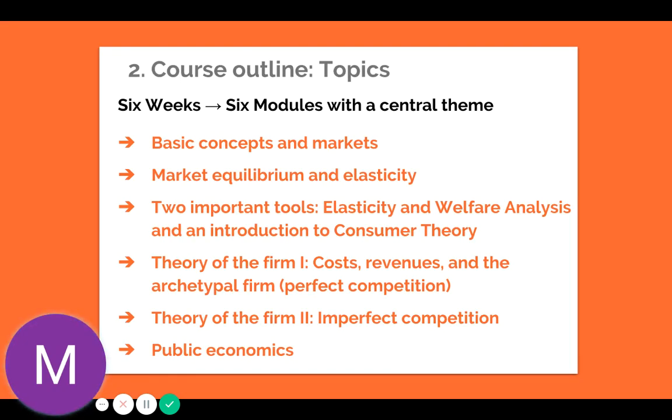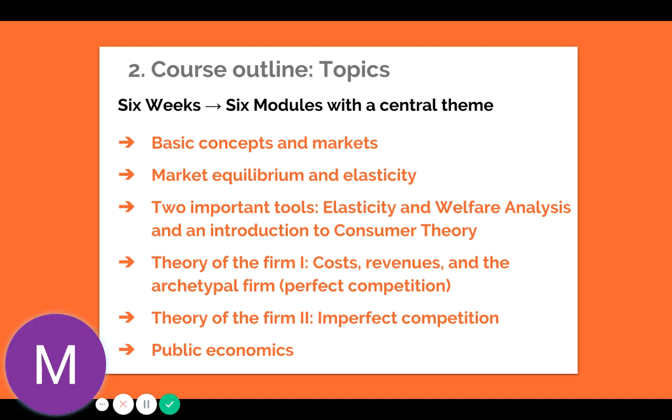Over the next 6 weeks, we will be covering 6 modules, each with a central theme. Our first is basic concepts of economics and an introduction to supply and demand. We will then develop that more in week 2 by exploring the concept of a market equilibrium and a new tool called elasticity. We go on in week 3 to further develop our toolkit by exploring other kinds of elasticity, welfare analysis, and an introduction to consumer theory.